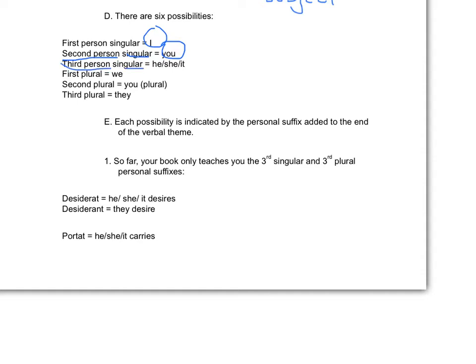Third option is third person, singular, that is he or she or it. It is ambiguous. For example, if I simply write Amat with no other context clues, that could be translated as he, she, or it. You can identify it as third person, singular, but you can't necessarily say whether it's he, she, or it.